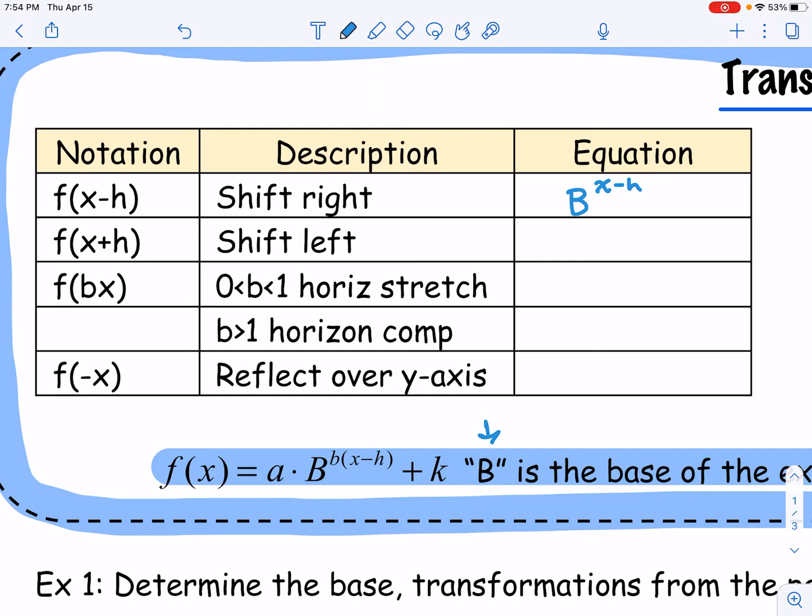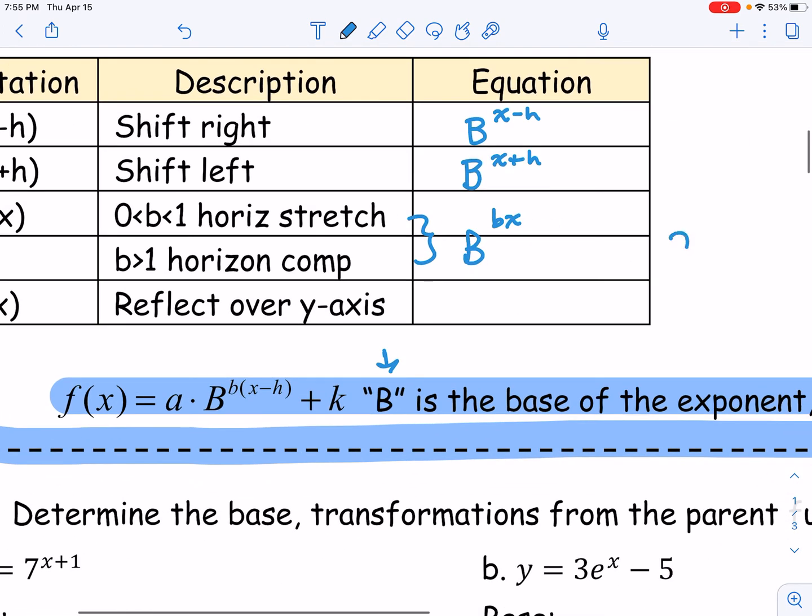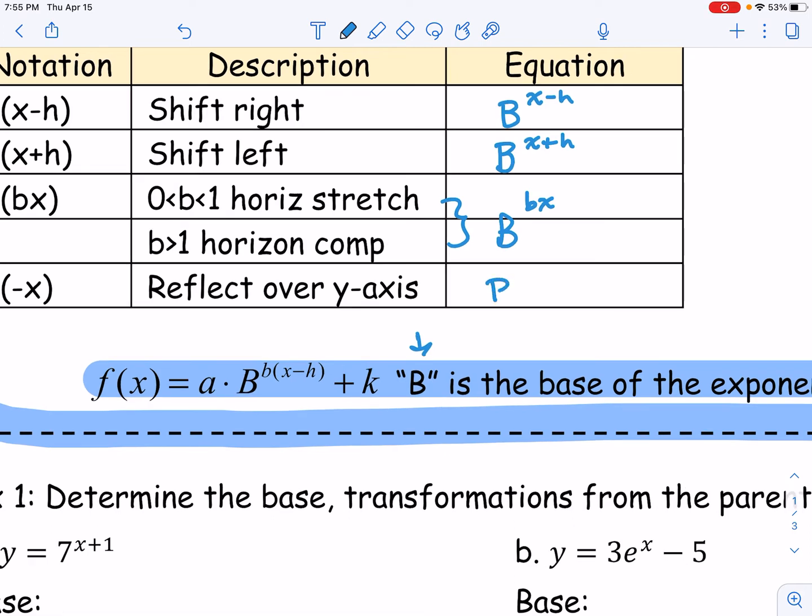If I'm shifting left, then I have some base raised to the x plus some number power. These are going to look the same. My base is going to be raised to the b times x power. So maybe that's like 2 raised to the 1/3 x power, or 2 raised to the 2x power, or something like that. Okay. And then lastly, if I reflect over that y-axis, my base raised to the negative x power.